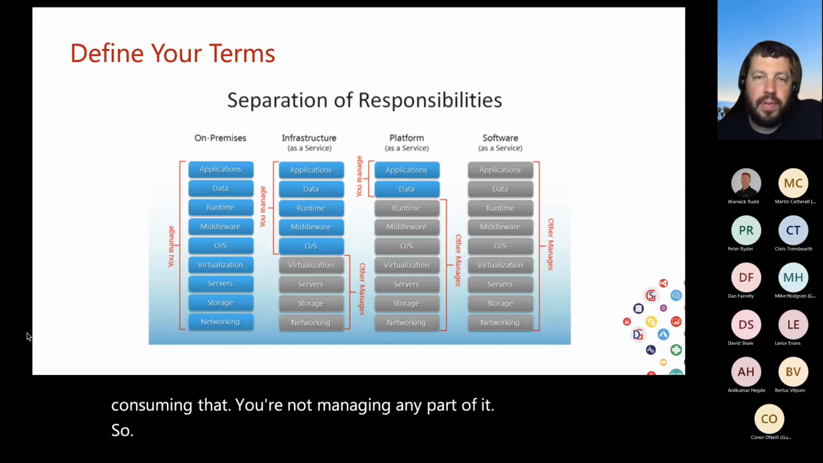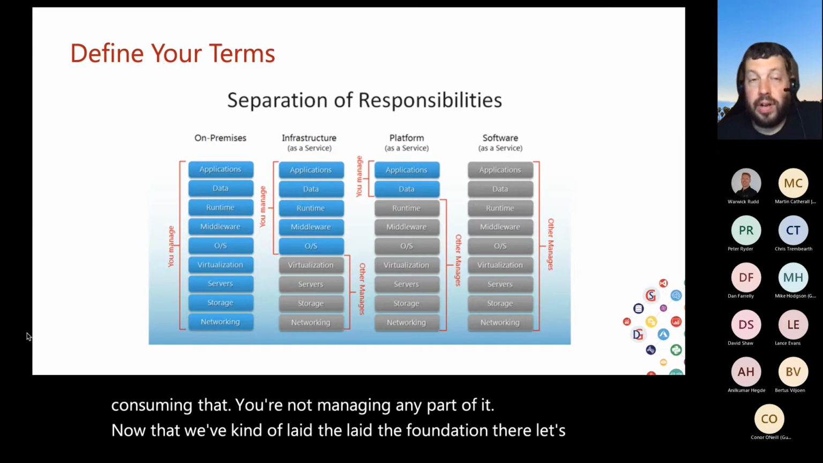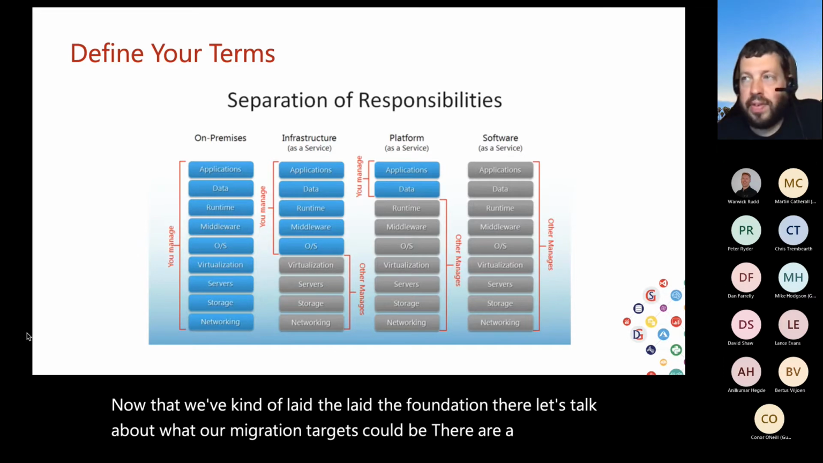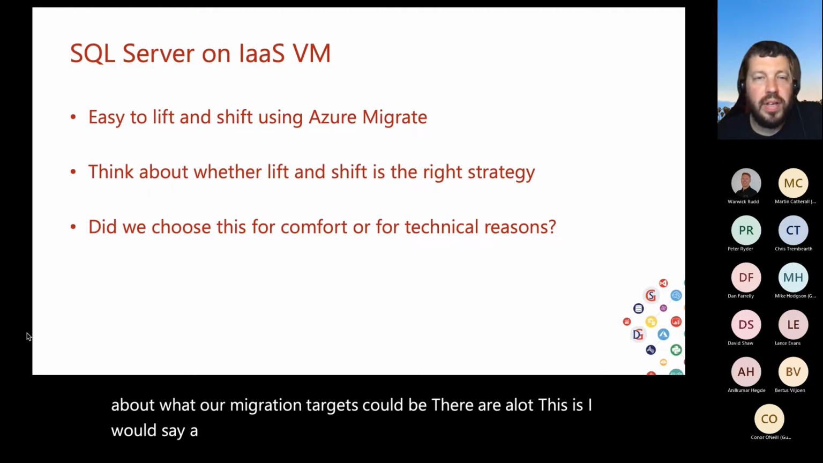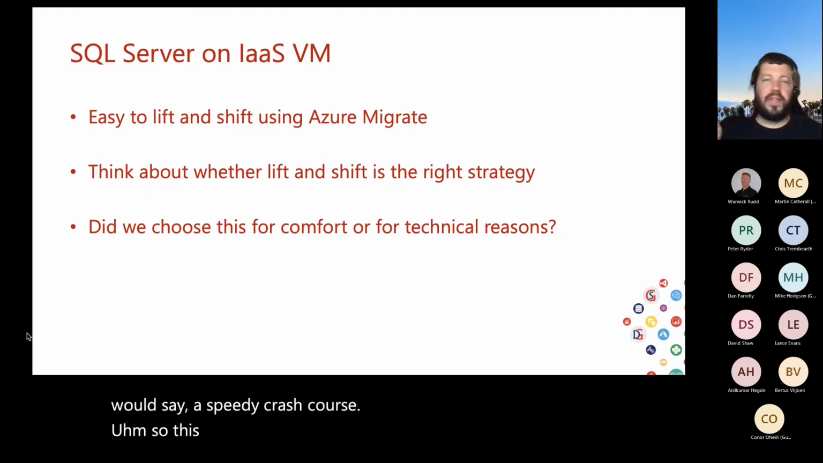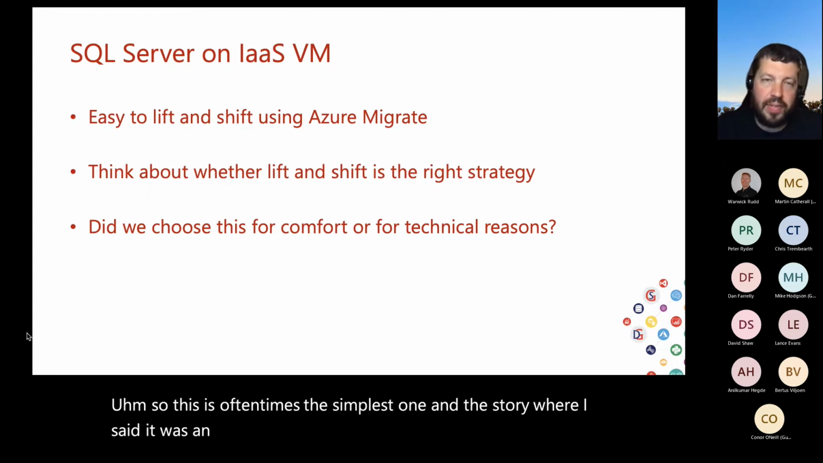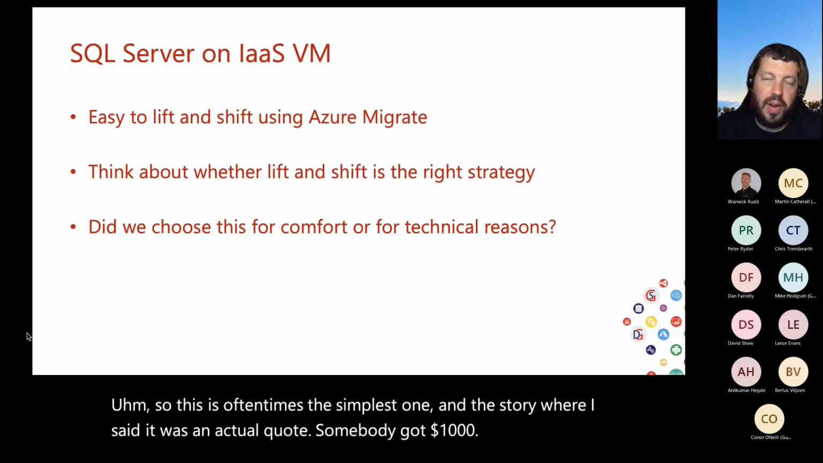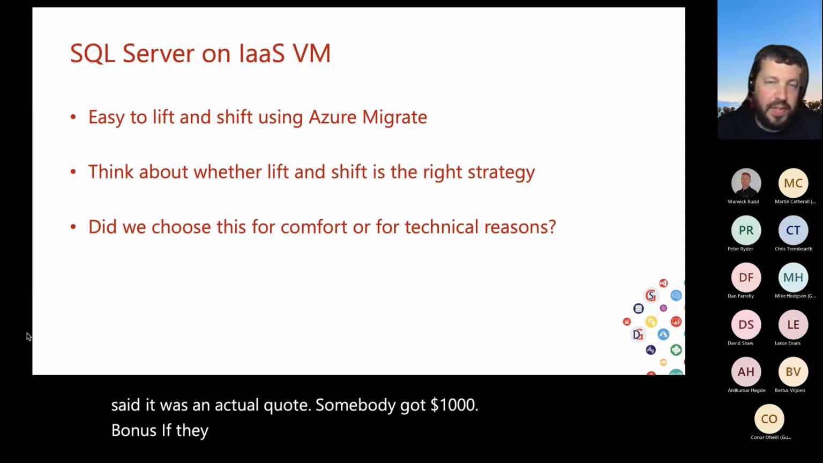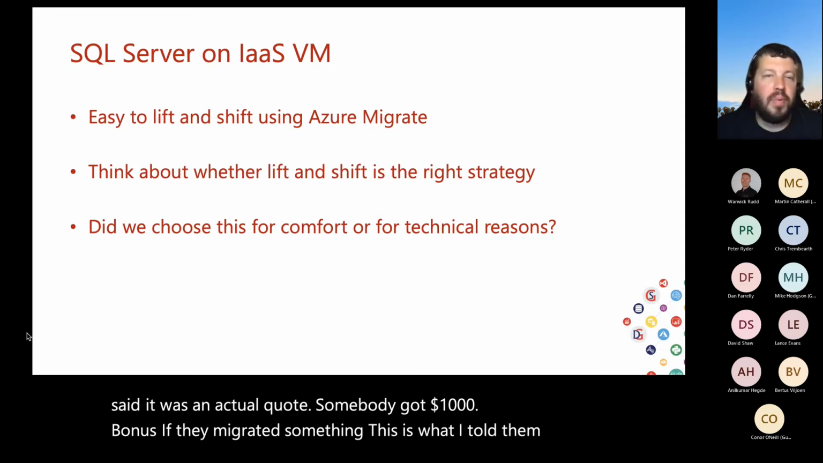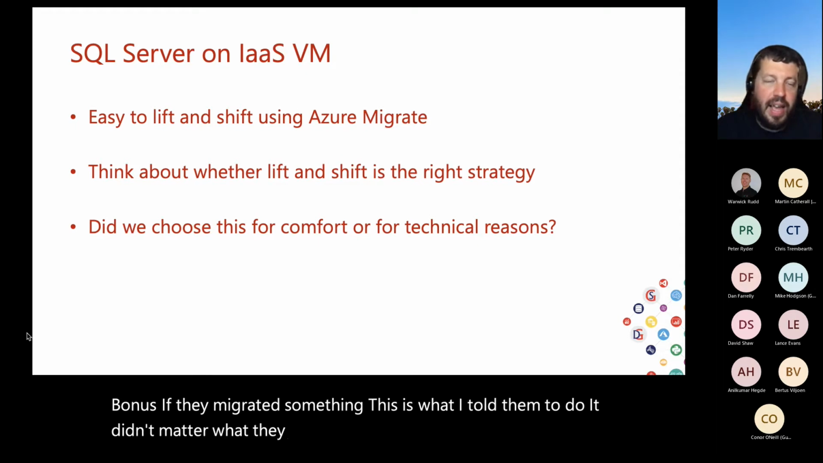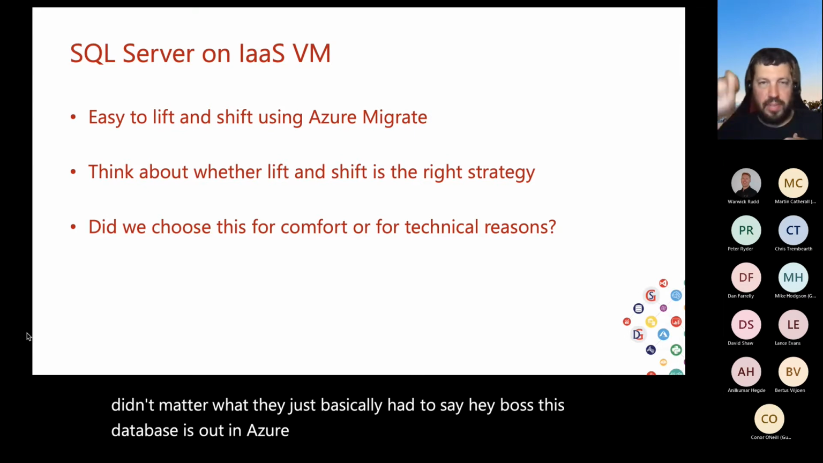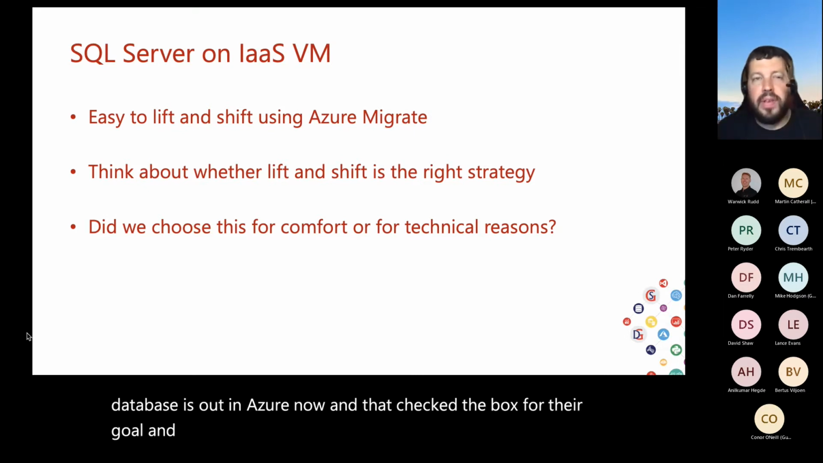So now that we've laid the foundation there, let's talk about what our migration targets could be. There are a lot. This is, I would say, a speedy crash course. So this is oftentimes the simplest one. And in the story where I said it was an actual quote, somebody got a $1,000 bonus if they migrated something. This is what I told them to do. It didn't matter what. They just basically had to say, hey, boss, this database is out in Azure now. And that checked the box for their goal, and they got $1,000.